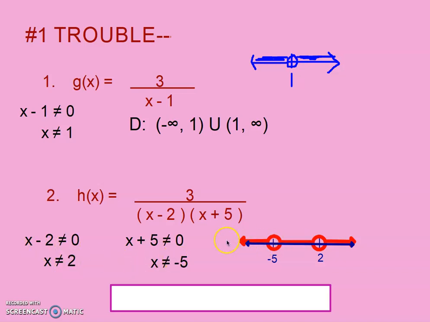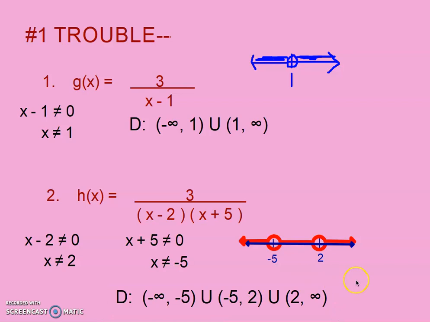So we'd have all the numbers left of -5, all the numbers in between -5 and 2, and everything to the right of 2. Do you see you have 3 pieces? 3 pieces mean we have to write 3 intervals. The first interval goes negative infinity to -5. The second piece goes -5 to 2. The third piece goes 2 to infinity. We would put parentheses on all those ends because we are not including the -5, the 2, or the infinities.